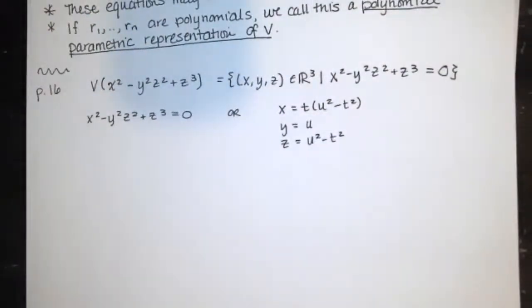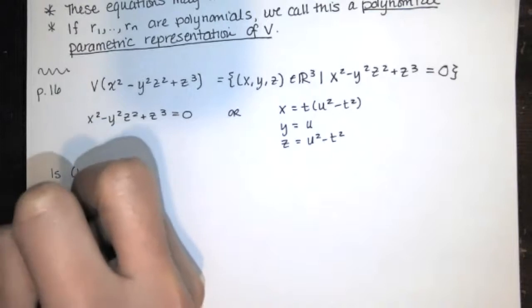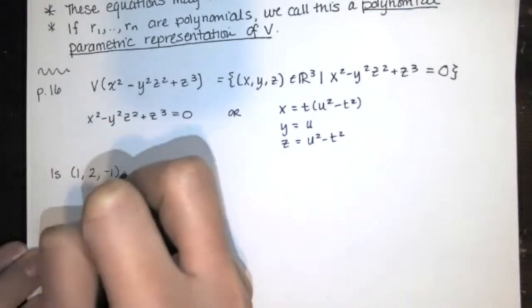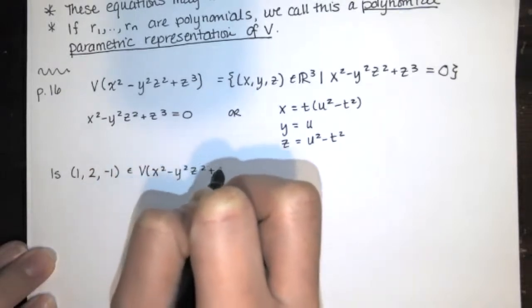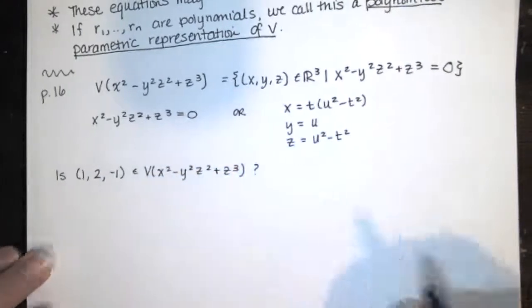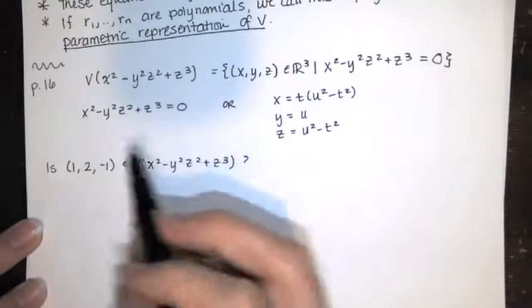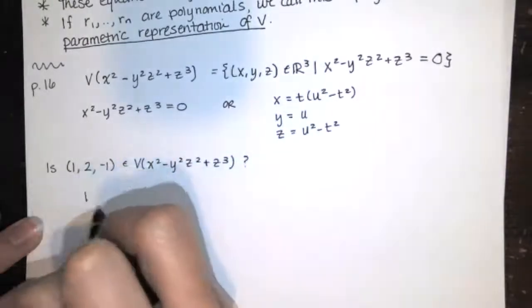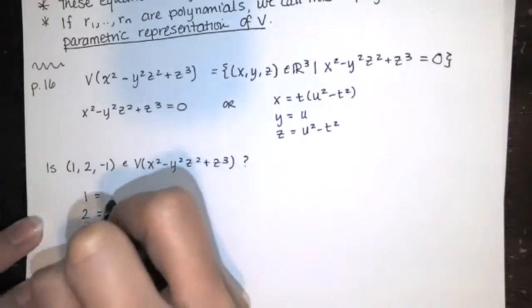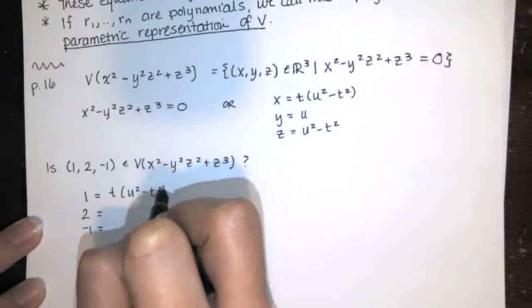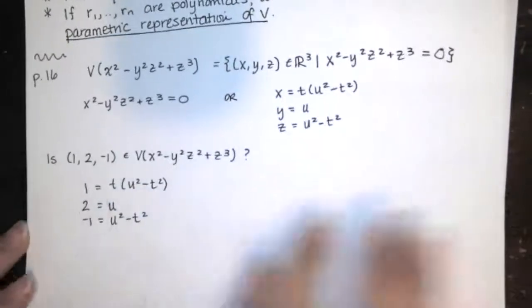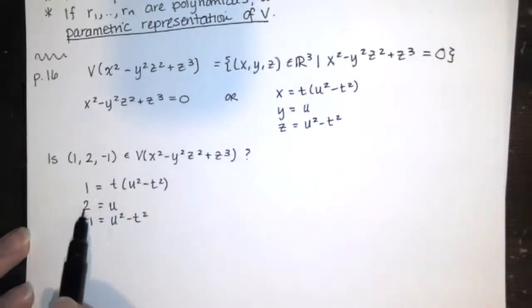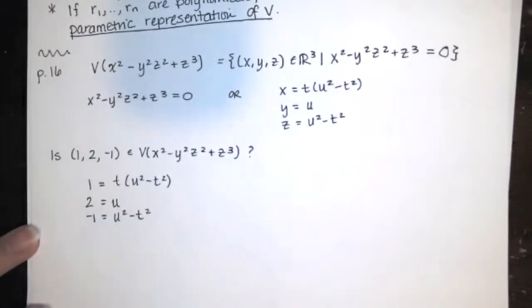Here's a question. Let's say somebody asks you, is the point x equals 1, y equals 2, z equals -1 in the affine variety V? Well, you've got two ways of showing that. You can either set x, y, and z equal to 1, 2, and -1 over here, and try to find the values of u and t that might make that happen. Well, that's pretty nice. We immediately find out that the y value, which is equal to u, is equal to 2. So we know that u equals 2.